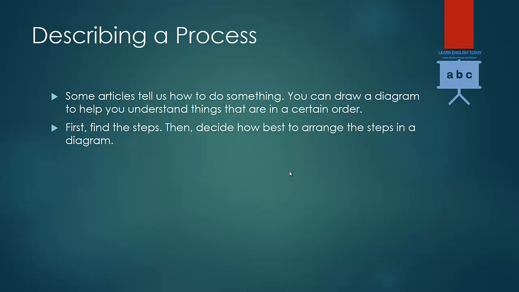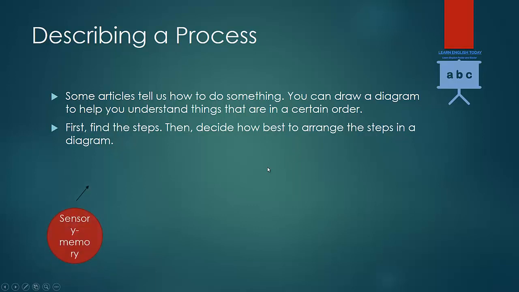Okay, the other skill we're going to talk about is describing a process. Some articles tell us how to do something. You can draw a diagram to help you understand things that are in a certain order. Diagrams are visual objects that can signal information very easily, and the visual part of our mind can learn diagrams and charts easily. What do you do? First, find the steps, then decide how best to arrange them in a diagram. Look at this, I drew a diagram of today's passage.